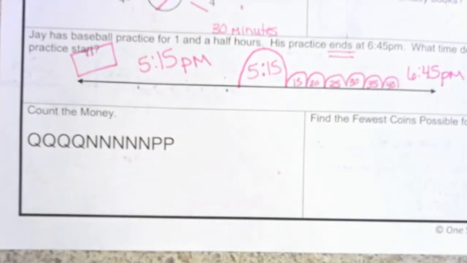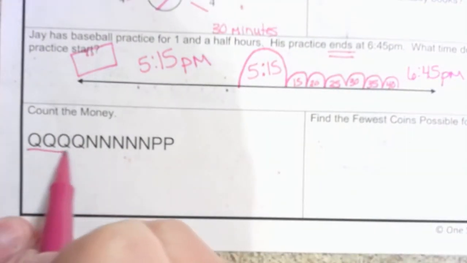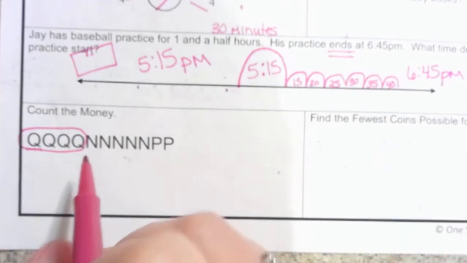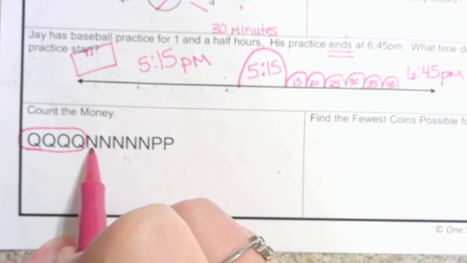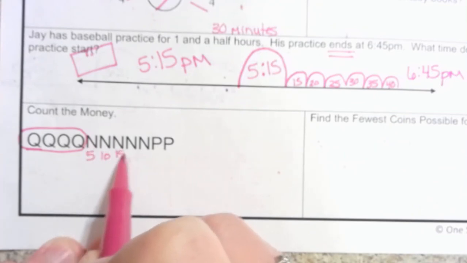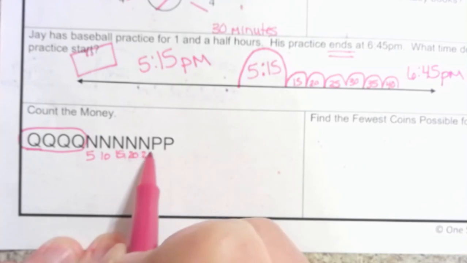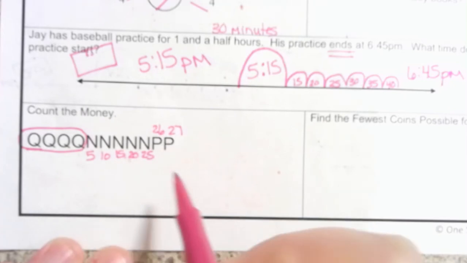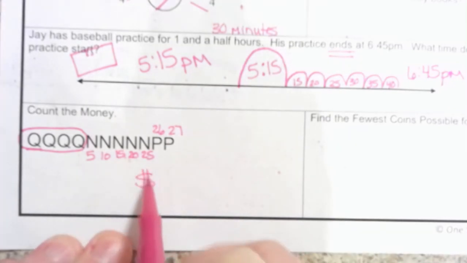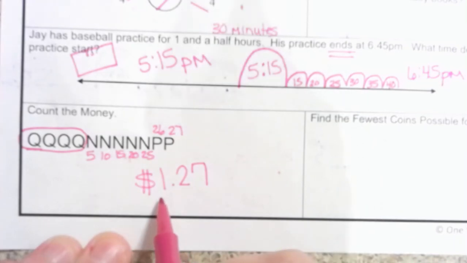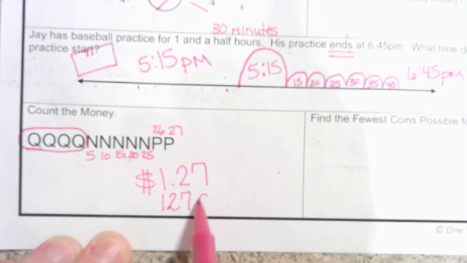Count this money. Okay, do we have 4 quarters? We do. Oh, so I know I have $1. Yep. Then I have nickels and pennies, no dimes. What's a nickel worth? 5 cents. So we've got 5, 10, 15, 20, 25, and we have 26 and 27. All right. So it looks like I have $1.27. Or how we can write it the other way. We can also write $1 or 127 cents.